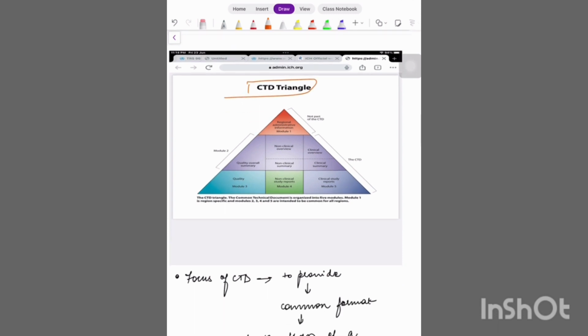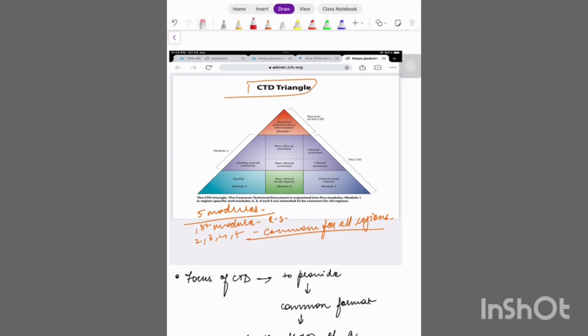Okay, now we have learned from the previous slide that there are 5 modules in CTD, and they said that the first module, that is module 1, is region specific, and the remaining modules, that is 2, 3, 4 and 5, are actually common for all regions. That is something that will be repeated, because again and again it will be a kind of revision for you. So it is the regional, if you see, this is module 1.